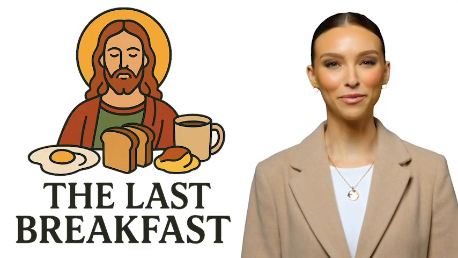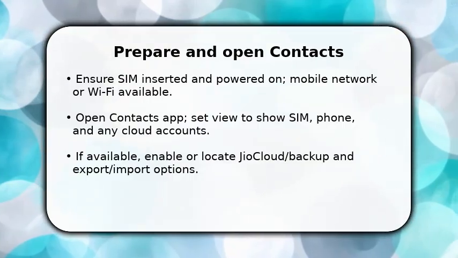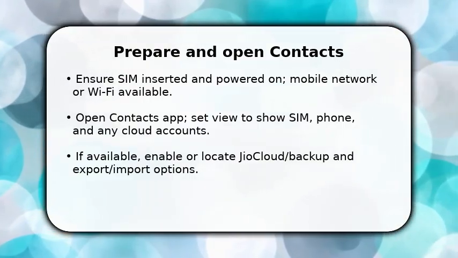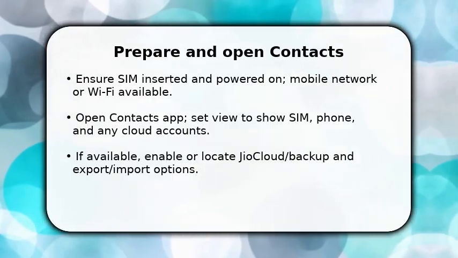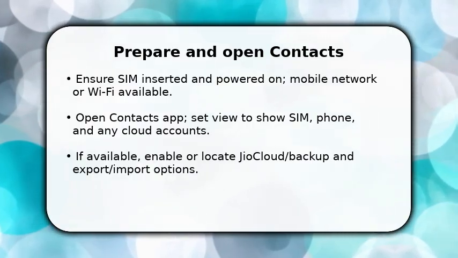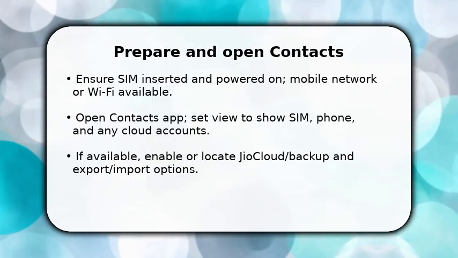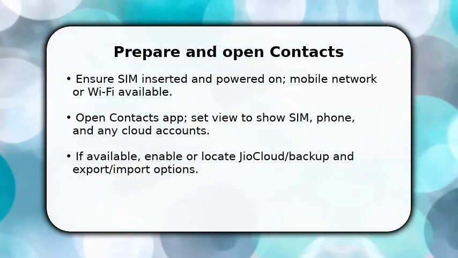You'll start by checking the basics. Make sure your SIM is inserted, the phone is powered, and network or Wi-Fi is active. Next, open the Contacts app and change the view so you can see SIM, phone, and any cloud entries. This exposes hidden entries. Once done, look for import/export or backup options.